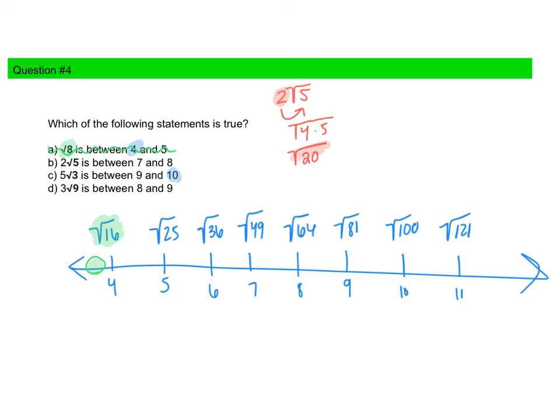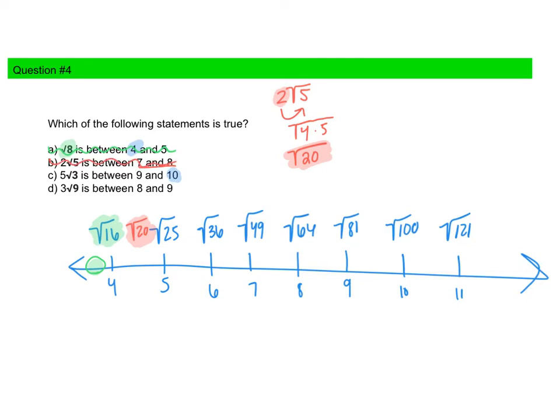So the square root of 20 would be right in between these two numbers, the square root of 25 and the square root of 16. The square root of 20 is going to be right in there. So it's falling in between 4 and 5. My answer choice said it falls between 7 and 8, and that is not true. It is between 4 and 5, so B is not correct either.